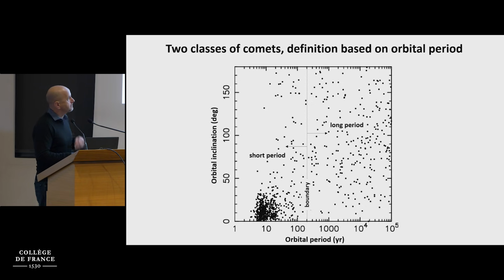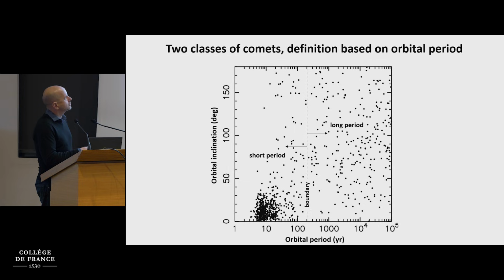Now, the boundary that was suggested by the International Astronomical Union in 1994 at 200 years to divide the comets into short period and long period is here, and you can see it runs in the middle of this population. If you were to forget this boundary for a second and just look at the distribution of the points, you would probably agree that there are two components to this distribution.